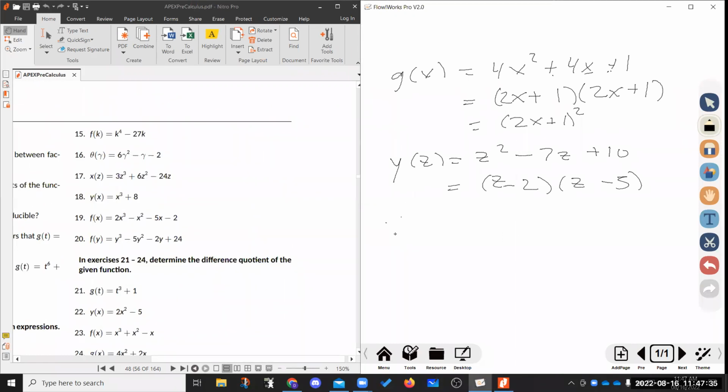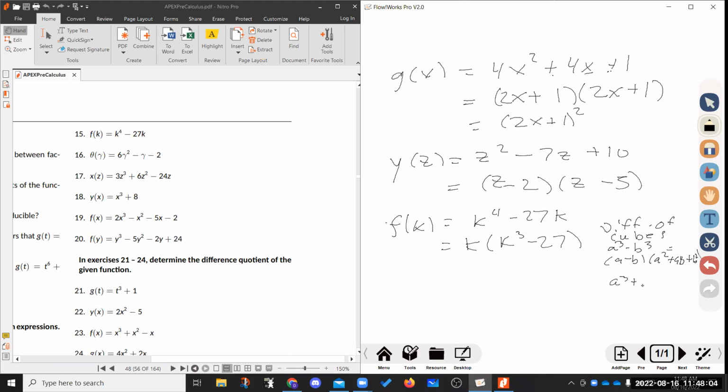It asks us for f of k is equal to k to the 4th minus 27k. First thing that we're going to do here is pull out the common factor of k, and that leaves us with k cubed minus 27. This is called a difference of cubes, and it has a special formula that says that a cubed minus b cubed is going to be equal to a minus b times a squared plus ab plus b squared.